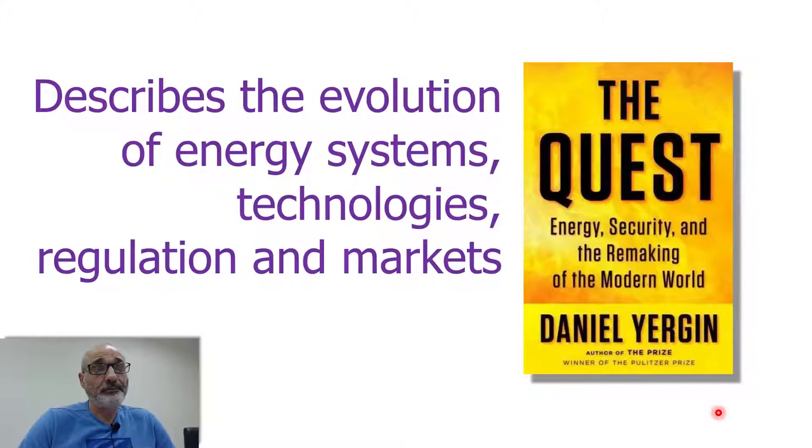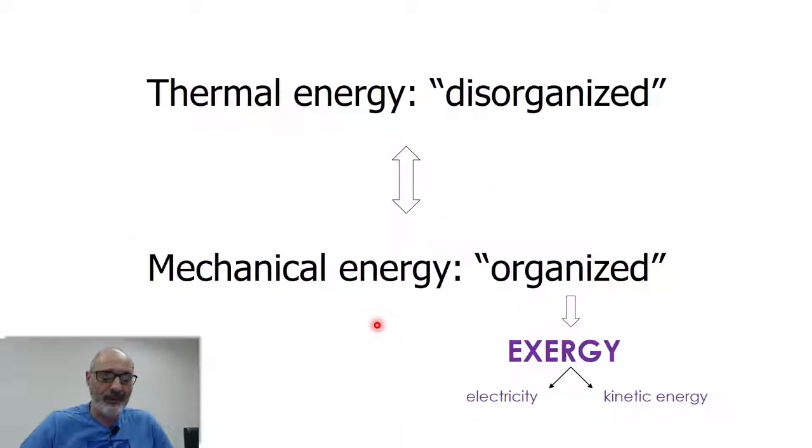Okay, so just to give you some information and some references on where to read, many things I'm saying and giving you in this course, not only in this class, come from this very excellent book by Daniel Yergin, in which he describes the evolution of energy systems, technologies, regulation, and markets. So it's not a very scientific book, but it gives a lot of information about the story, how our energy systems evolved during the last 150 years, for instance.